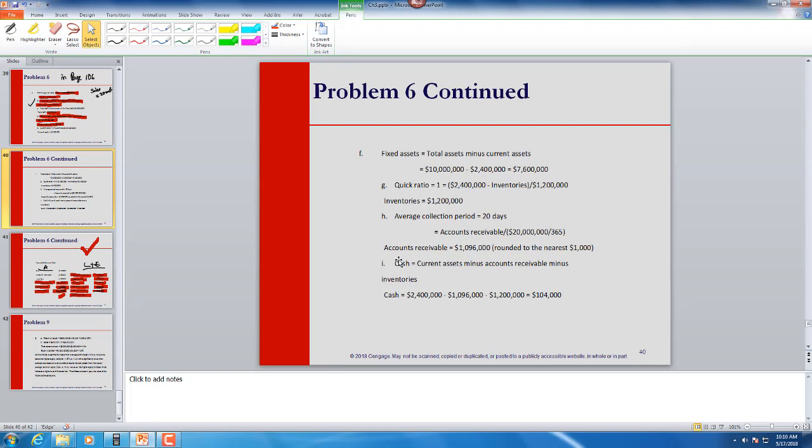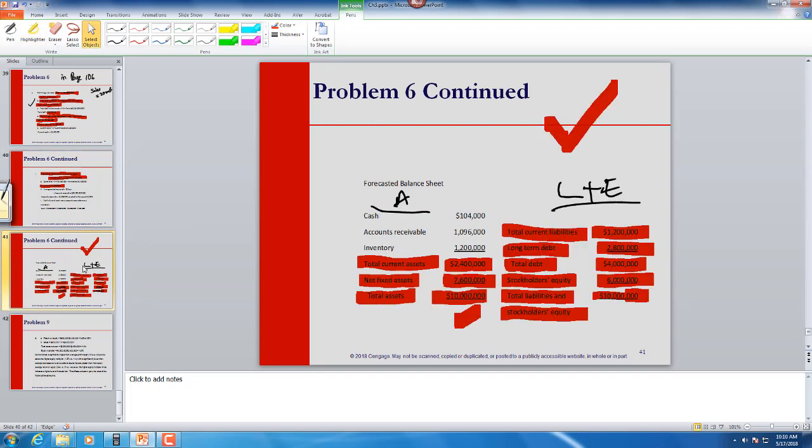This is the second part. Now, I already showed you how to get this. Total assets minus current assets is fixed assets. Now, let's look at quick ratio. Quick ratio is 1:1, which basically means current assets minus inventories divided by 1.2. That gives inventories of 1.2 million. So we know that inventories is 1.2 million.